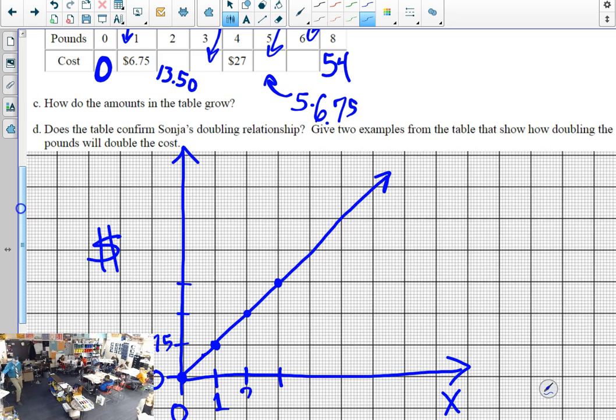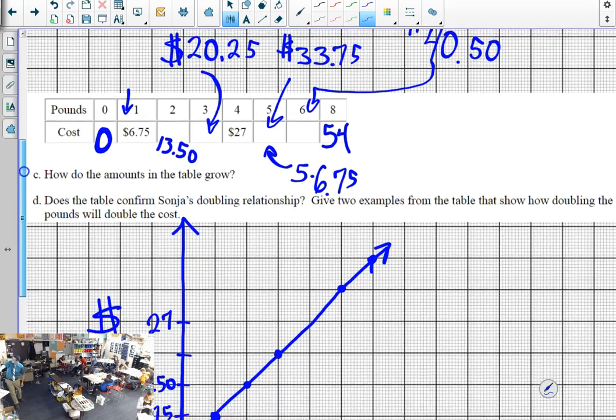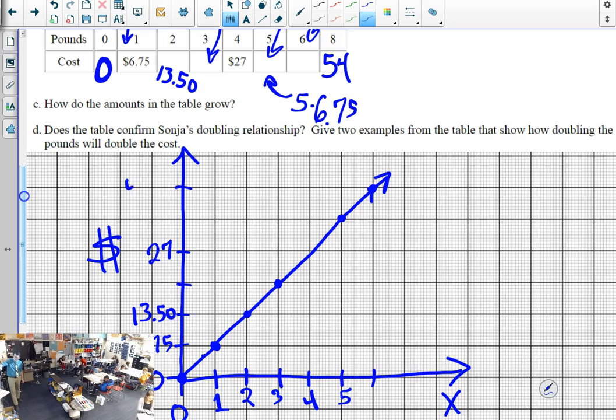What about 2 pounds? If I go over 2 boxes and then I go up 2 boxes, what's the label on the next one going to be? According to our table, 2 pounds is $13.50. Keep labeling so you at least go up to like 4 or 5 pounds. And you can skip if you want. You don't have to label every single one. So 4 pounds is easier because I know it corresponds to 27. I could do 6 pounds. Yeah, that was 40.50.